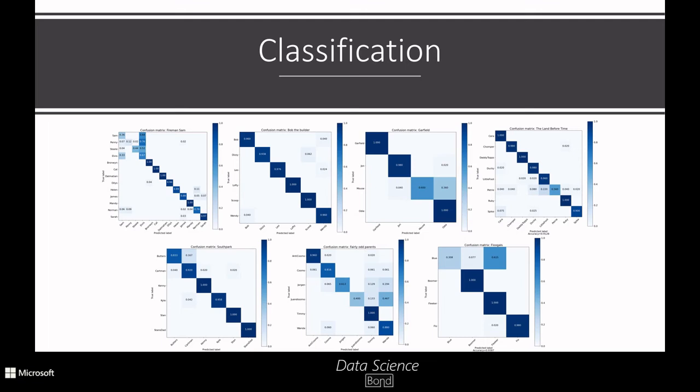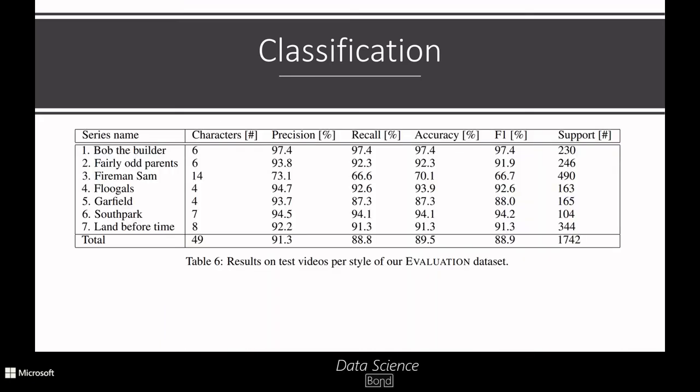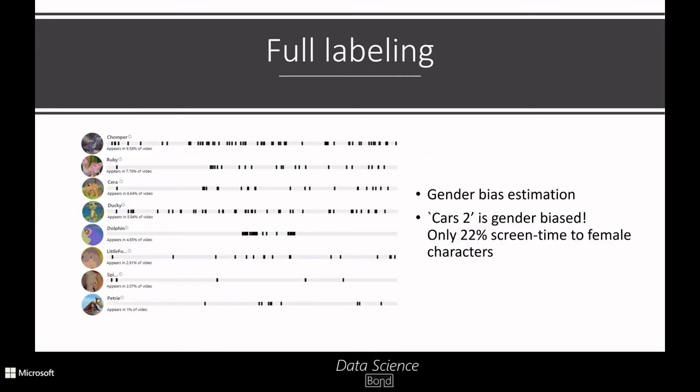While we've done that, we've trained image classifiers after running this pipeline over the training episode in the evaluation dataset and tested upon the test episode in the same dataset. Here we can see that overall the series used here are Bob the Builder, Fireman Sam, and others, and they reached almost 89% F1 score by only labeling the clusters and not the entire data set per bounding box.